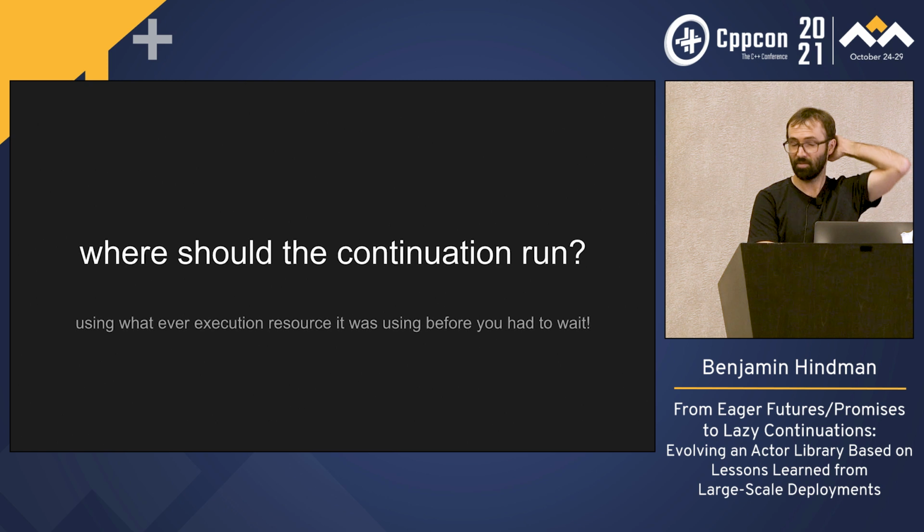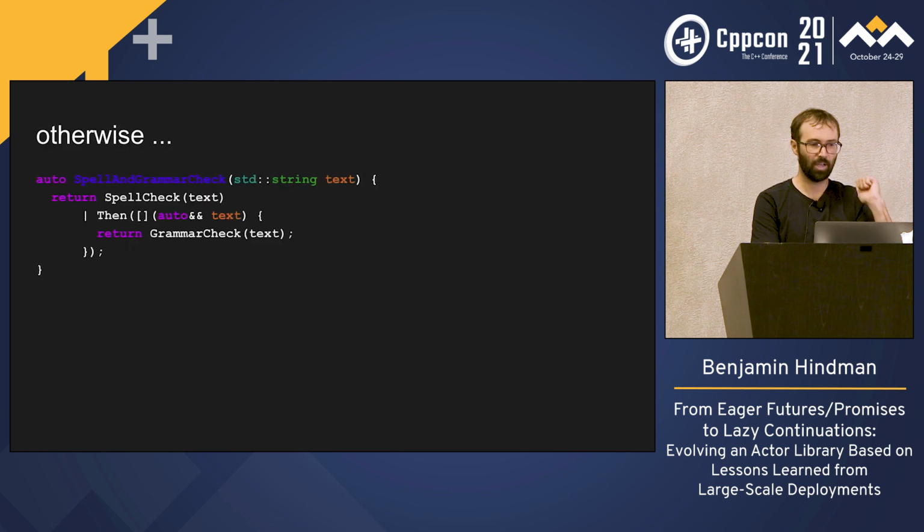So what we did in Eventual, when we asked where the continuation should run, was to say we should use whatever execution resource we were using before we had to wait. Before we called something that ultimately got on the event loop, when we continue, we should continue using the execution resource that we were using before we had to wait.